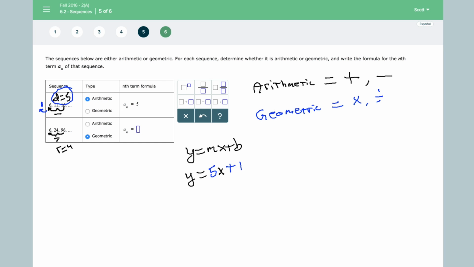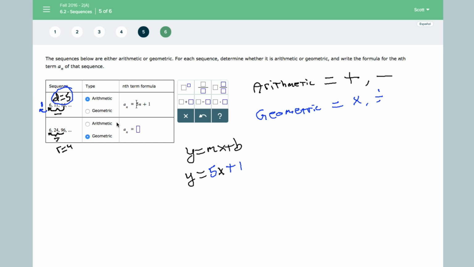5, and in this case it wants us to use n. 5n plus 1. How do I know it wants me to use n? Right here, it puts the n. So whatever's right here, the subscript below a, is what it wants me to use for x. That's my x term. So instead of x, I'm replacing it with n. Okay? So there's my nth formula there.